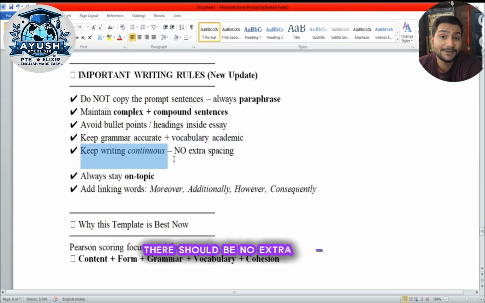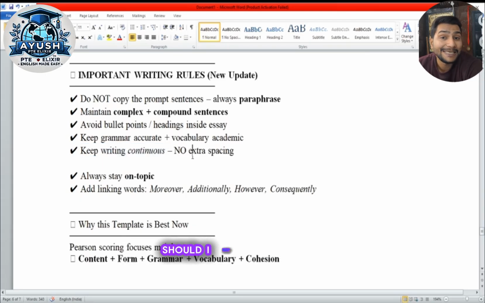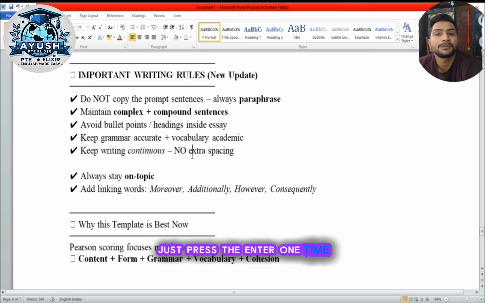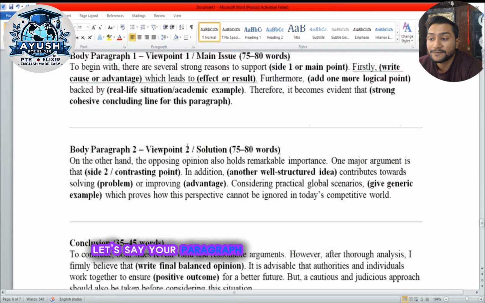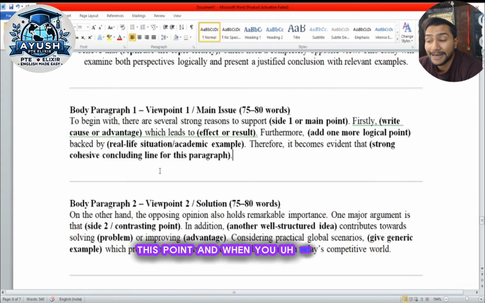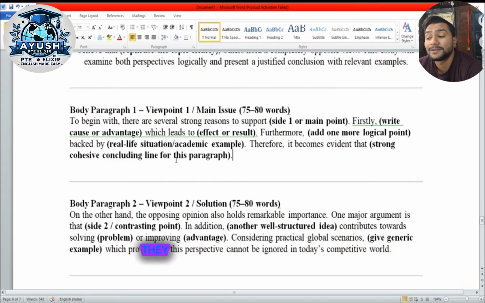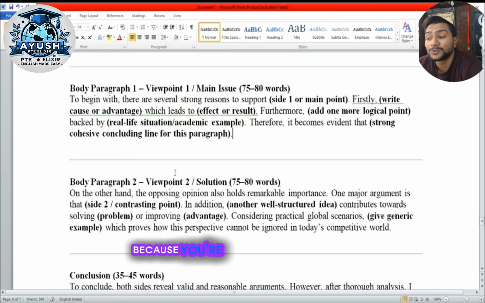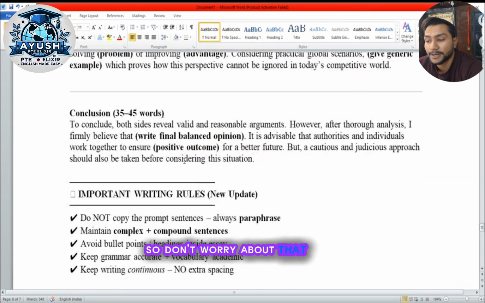There should be no extra spacing, because there is a dilemma among the students, like they ask, should I keep a space after the paragraph or not. Just press enter one time when you have completed the first paragraph. Let's say your paragraph gets completed till this point, and when you hit enter, it will come here. It looks like a single paragraph, but no, they will be able to understand it because you're using connectors. So don't worry about that.